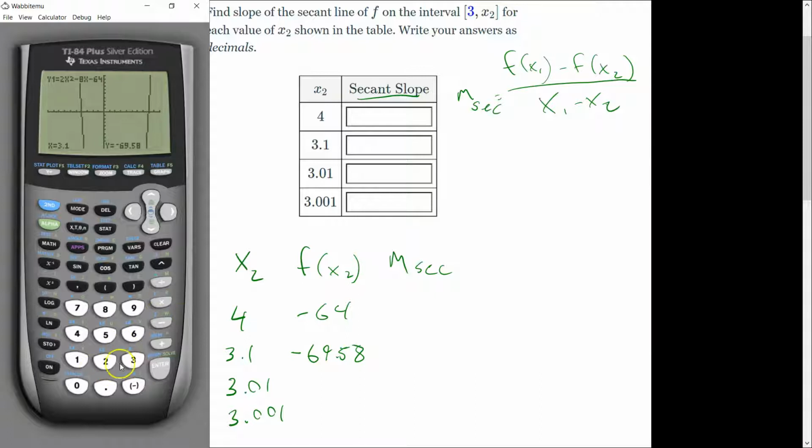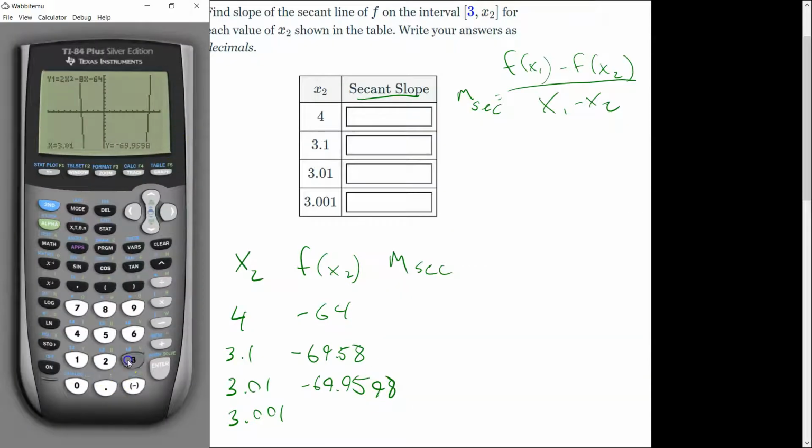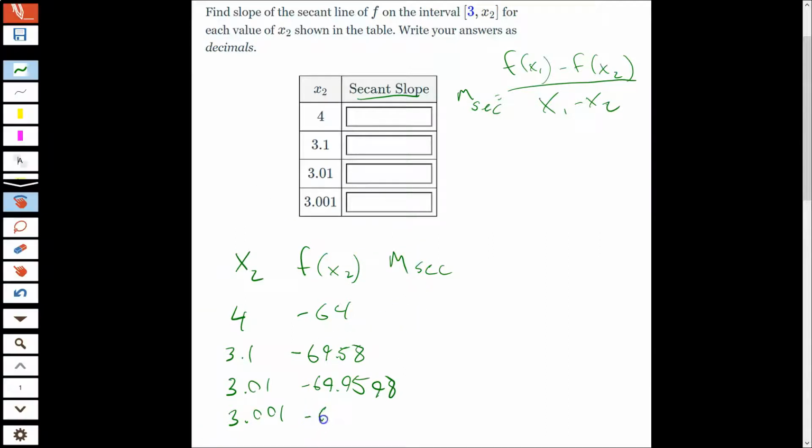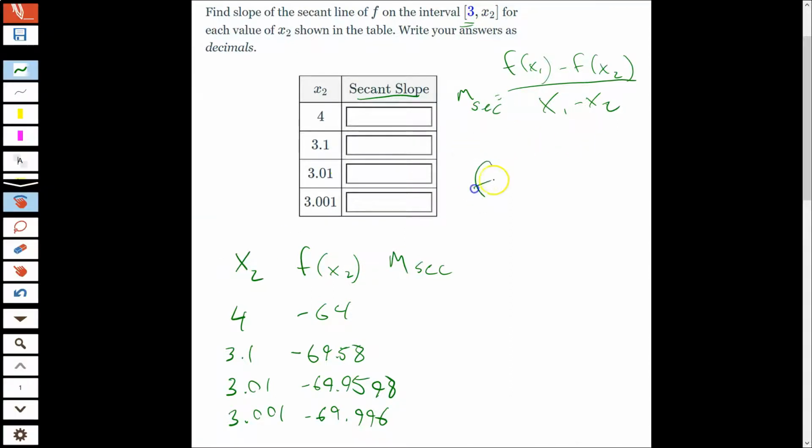And then I can retype it again, 3.01. Okay, negative 69.9598. And then one more. This is negative 69.996. And then we also need 3, right? Is our original value. So we'll go ahead and get that one, 3. Negative 70, I bet you could guess that. So I'm just going to make a note of that up here. F of 3 equals negative 70.